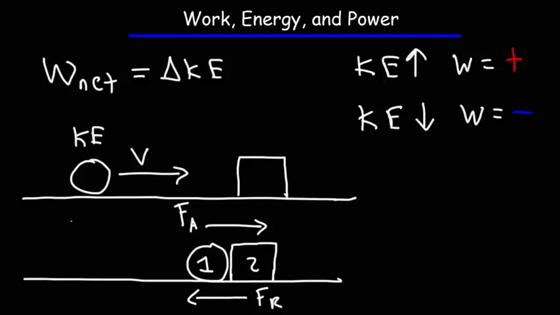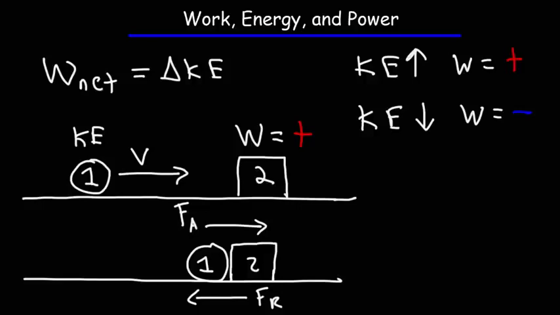So in this case, the ball, object number 1, is exerting a force on block 2. It's causing block 2 to speed up. So the ball is going to do positive work on the object. It's transferring some of its kinetic energy to the block, object 2.